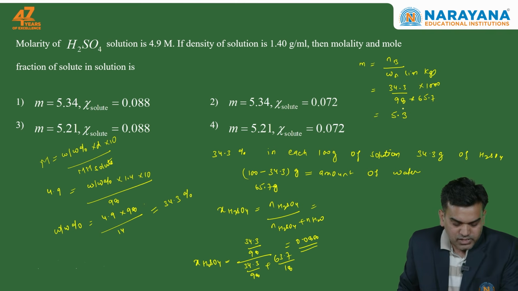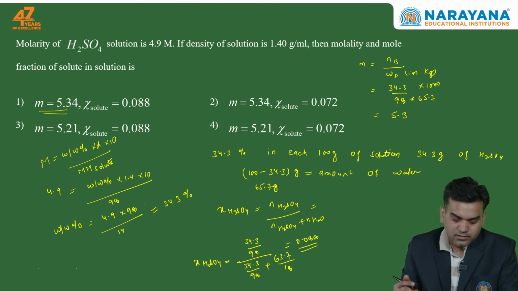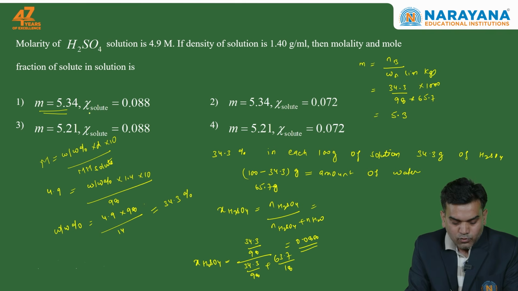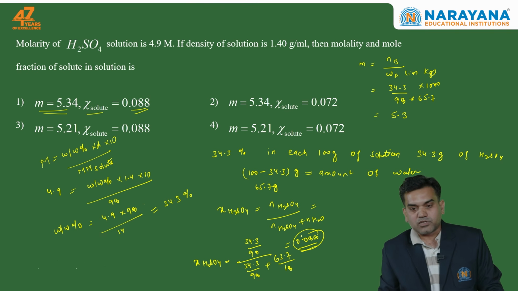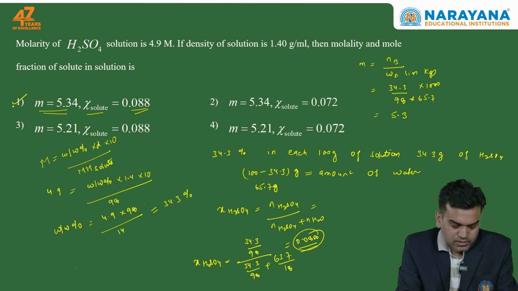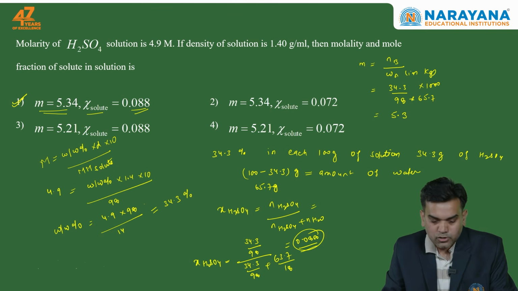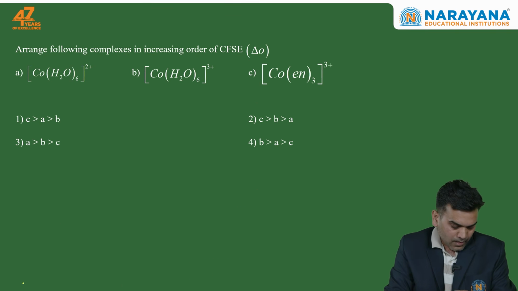So as per the question, in the first option they have given molality equal to 5.34, that is what we are getting after calculations, and the mole fraction of solute is 0.088, that we had got over here, approximately equal to 0.88. So as per the options, the correct answer for this question should be option A. Okay, let's move to the next question.